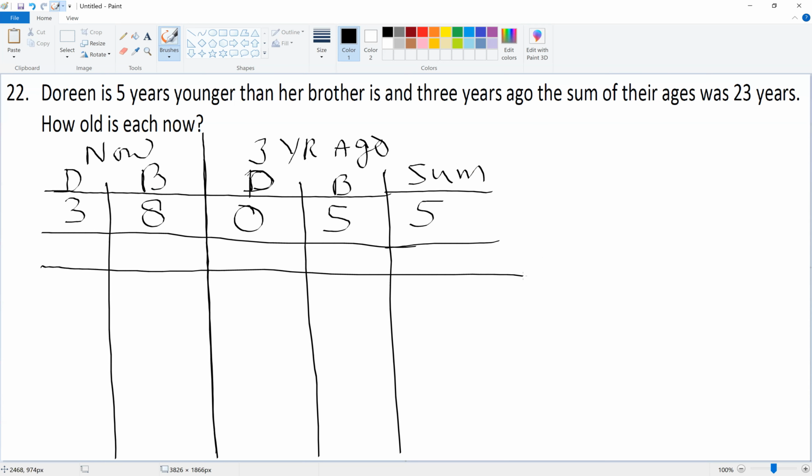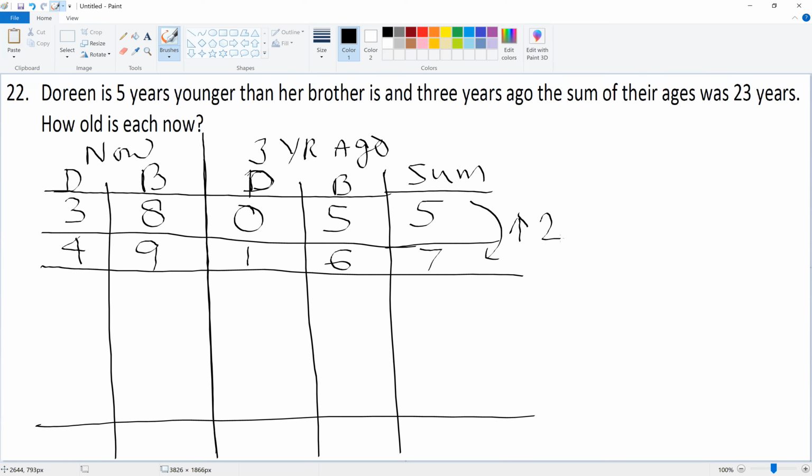Let's look at a pattern. So let's say this is 4. What would the brother be? The brother would be 9. Three years ago, 1 and 6. Sum is 7. So what is the pattern? How much did it go up by? 2. And we need 23. So how much do we have to go up by? What is 23 minus 5? 18.